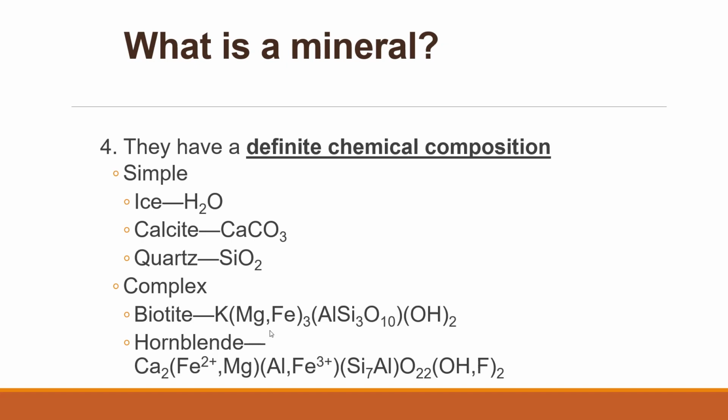We can also have other substitutions in for things that fit in these spots as well, and that makes variations in these minerals. So hornblende is one of the messiest chemical structures of the minerals. Basically, it's kind of the kitchen sink of minerals. It takes almost anything to go in.